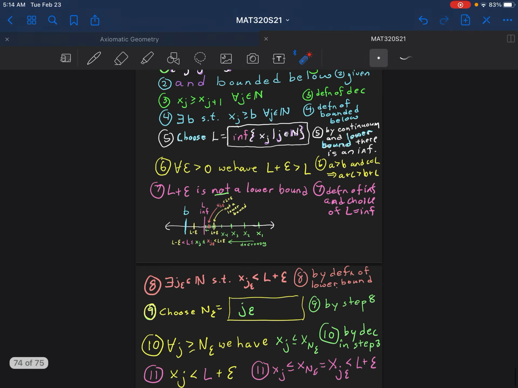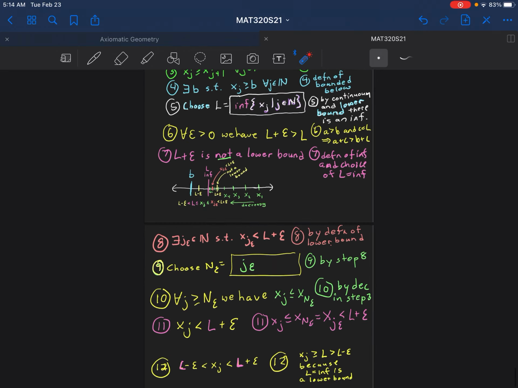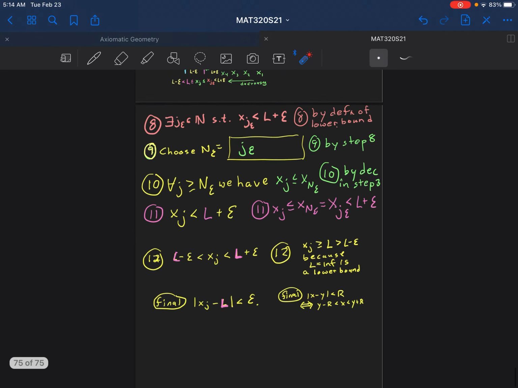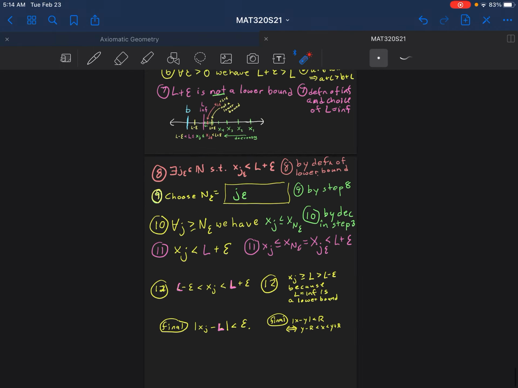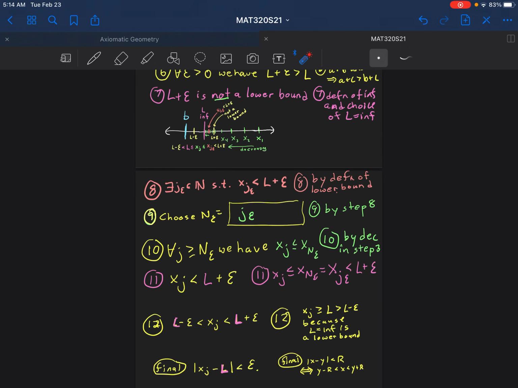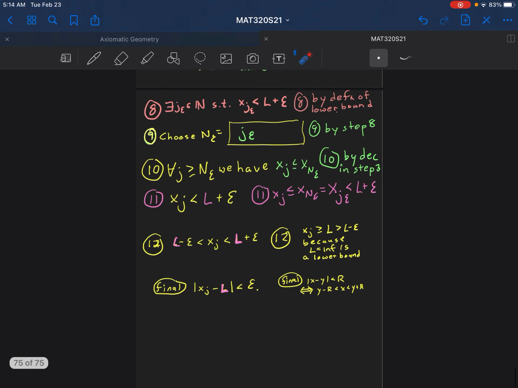Now, in a proof that xj goes to L, we have that whole stuff that we have to deal with. We have to deal with the for all epsilon, and then you have the choose n epsilon down here. And then we have for all j's greater than or equal to n epsilon, we have something. And then in our final line, we have to get to xj minus L is less than epsilon. So all this yellow stuff, from step six to the final line is about proving xj goes to L.